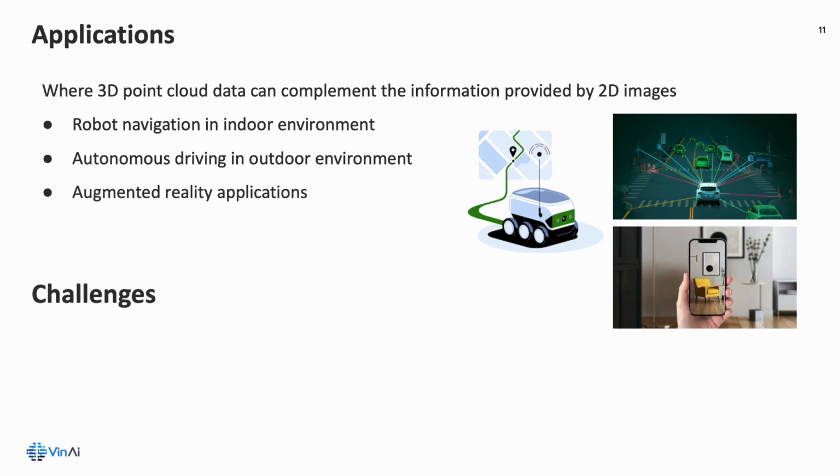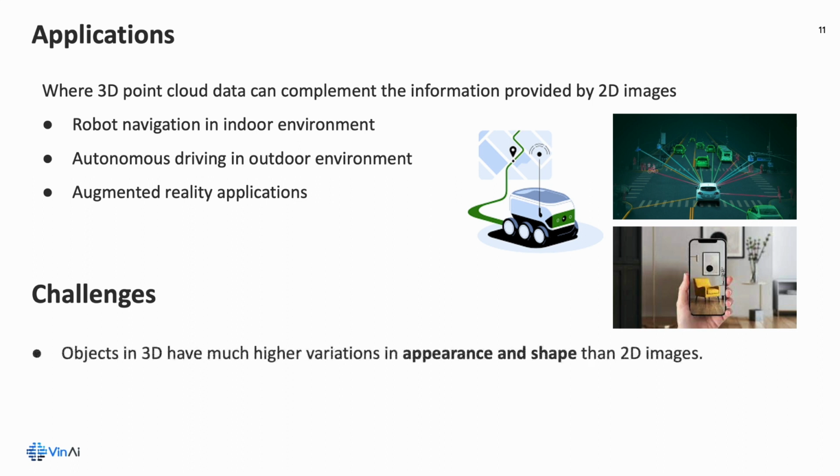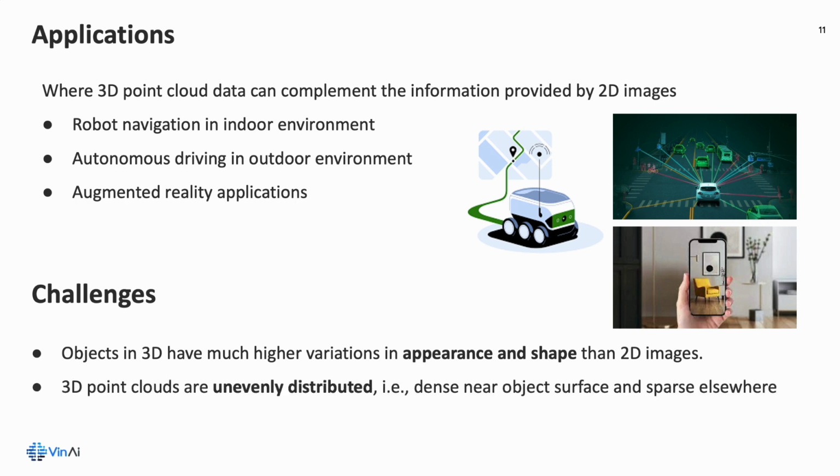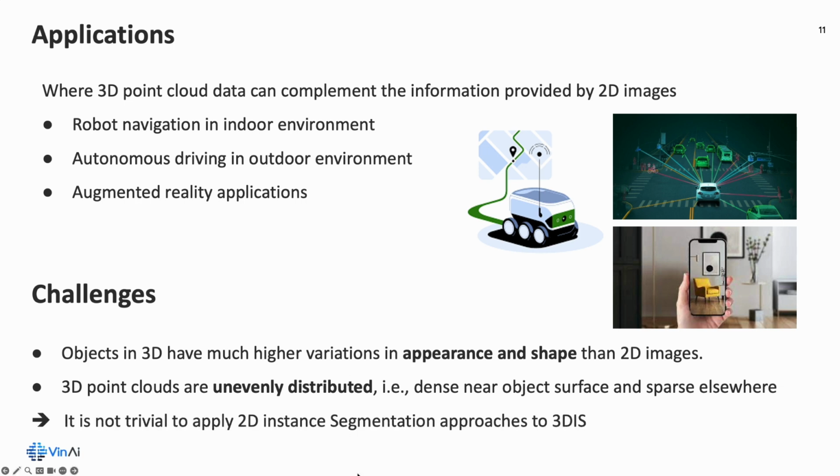This task is challenging. First, in 3D point clouds, objects have much higher variations in appearance and shape compared to instances that occurred in 2D images. Second, 3D point clouds are unevenly distributed. Thus, it is not trivial to adapt standard 2D instance segmentation methods to the 3D domain.